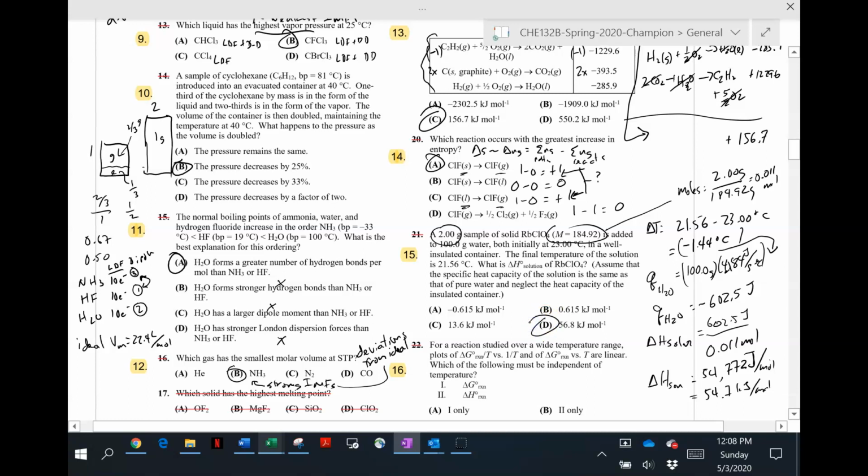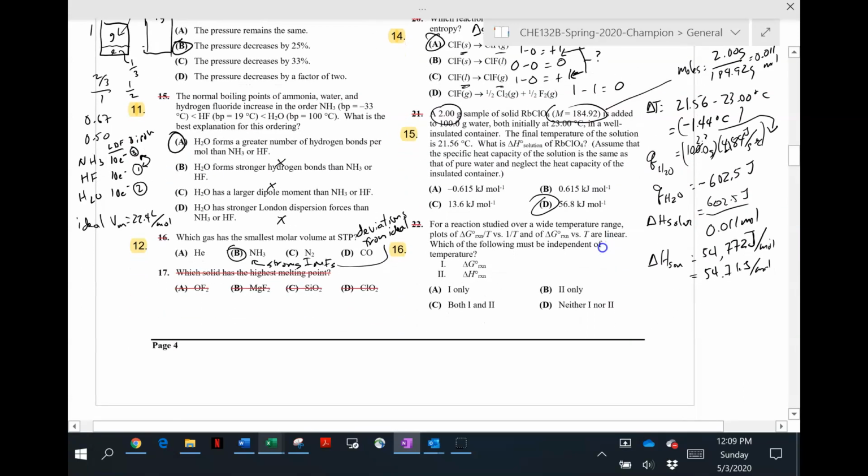Probably the error is that maybe I should have included the rubidium perchlorate here and made this 102. That's always an issue. Do you count the stuff you're dissolving as part of the solution or not? But it's close enough that I'm going to go with answer D there.